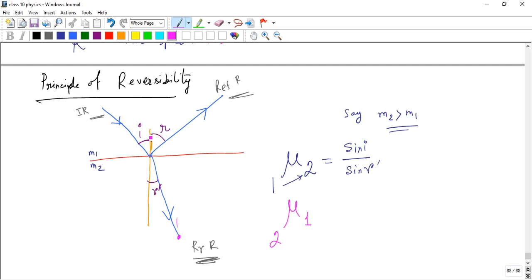So it bends away from the normal. That is the refracted ray, and that is the incident ray. So sin i by sin r' is the ratio of the incident angle and the refracted angle, and that is sin i. This is the principle of reversibility: the back path is also satisfied.